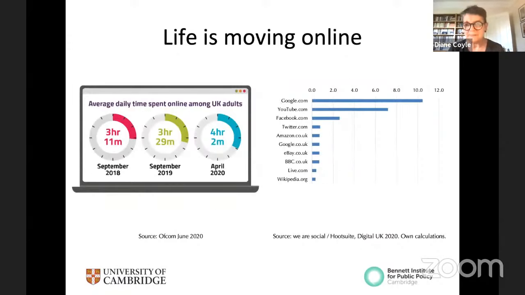Obviously, life is moving online, and the data on the left come from Ofcom about the hours spent online in the UK. Some of us on this call will think, really, only 4 hours a day? So that's obviously an average. But if you add that over the week, it's more than a day a week since the first lockdown. The panel on the right indicates what the most popular sites are that people visit. This is obviously a very uneven distribution. Google properties and Facebook properties, as in most markets, are the dominant ones and take up most of that time that people spend online. So I think the only UK origin one there, and again, this is UK data, is the BBC.